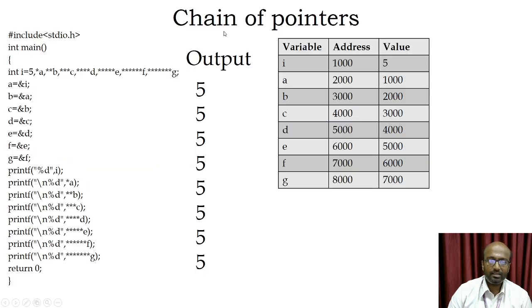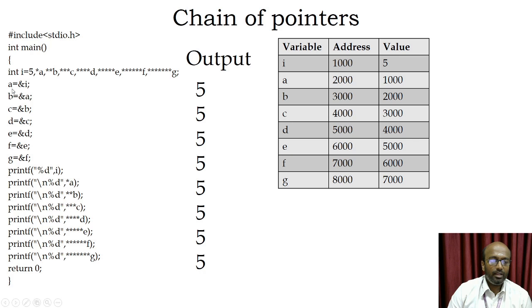Next, let's discuss the chain of pointers in C. In this program, I have tried up to 7 levels of chain of pointers using an online C compiler. It is also possible to extend the chain of pointers. I have tried up to the 7 levels. In the program, I have assigned a variable I is equal to 5 and I have declared the pointers with a chain of pointers up to 7 levels, up to 7 asterisk g.